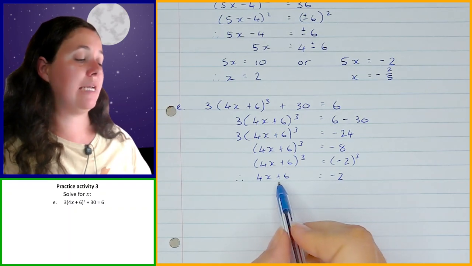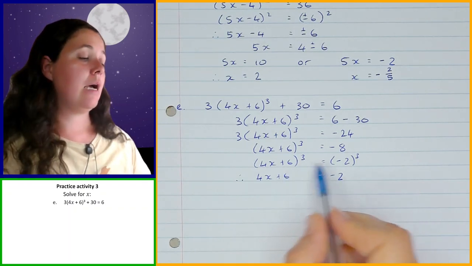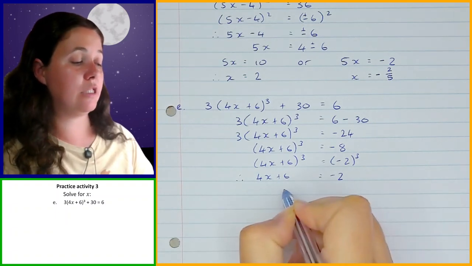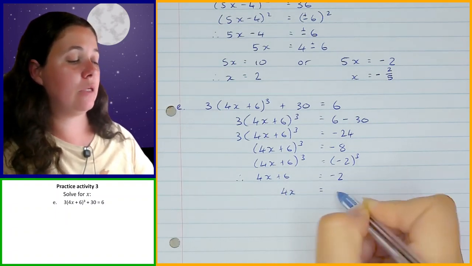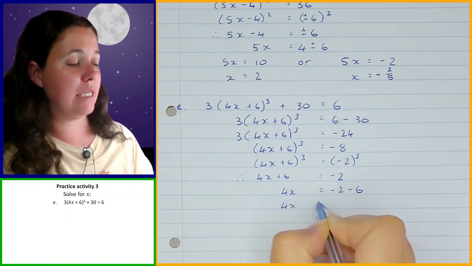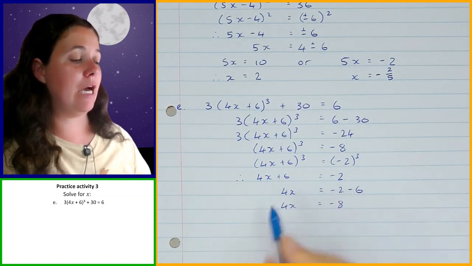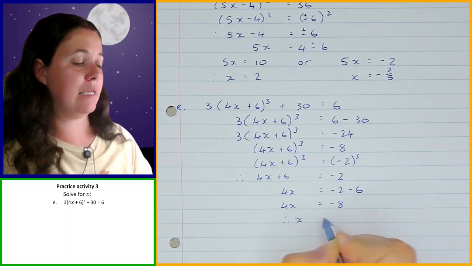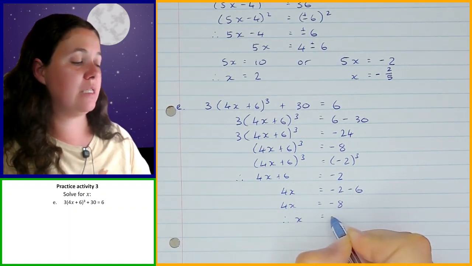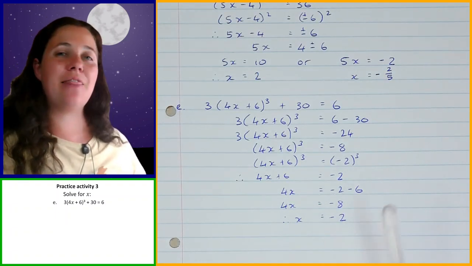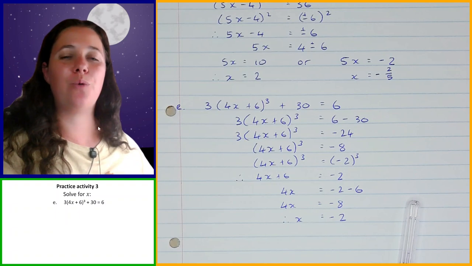So I want to get rid of this plus 6. I'm going to take it across, subtract 6 on both sides to get rid of it. 4x equals negative 2 minus 6. That gives me 4x equals negative 8. And now I need to get rid of the 4 by dividing on both sides by 4. So therefore, x is equal to negative 8 divided by 4, which is negative 2. And that's what you should get for question E. And that is how we solve equations with exponents.